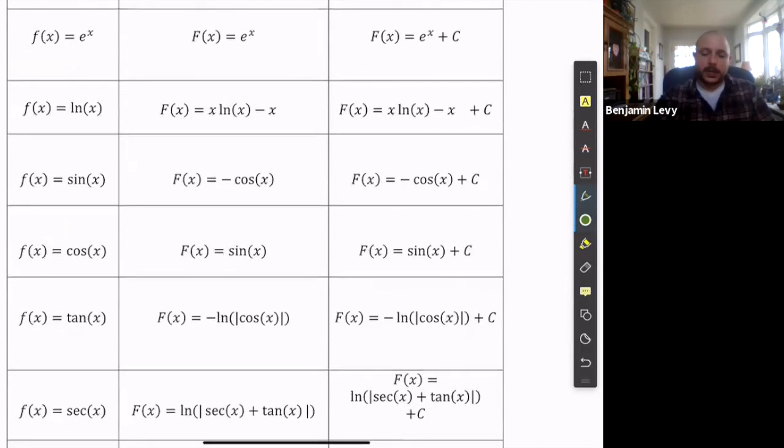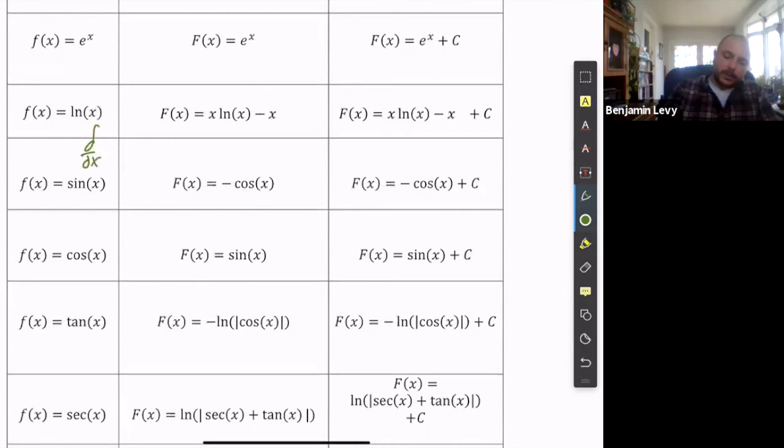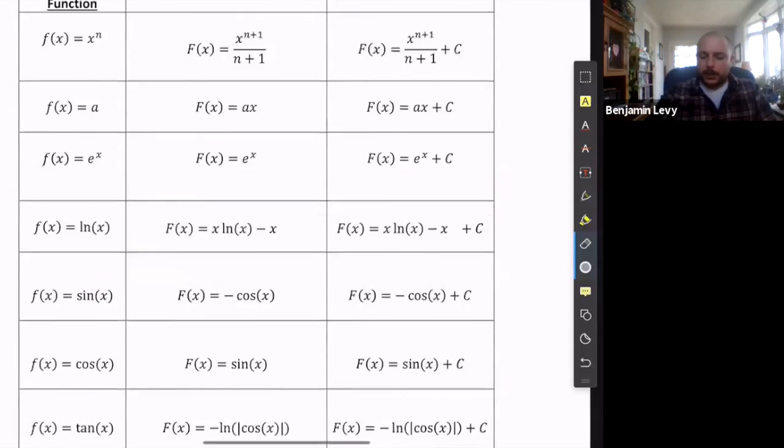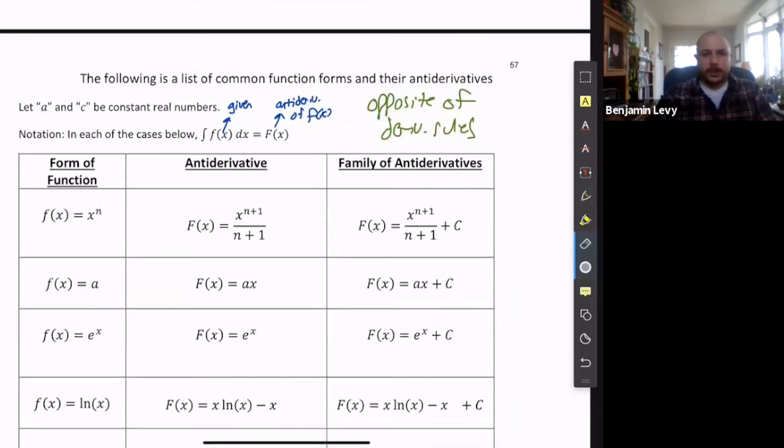Notice the sine and cosine rule, right? The derivative of sine is cosine. That's from the derivative section. That means when we integrate cosine, we get sine. Right? And that's what this one says right here. So yeah, I don't want to spend a ton of time on these rules because we already know them. I'm just trying to point out how we're thinking about it. We're doing the opposite of derivatives.